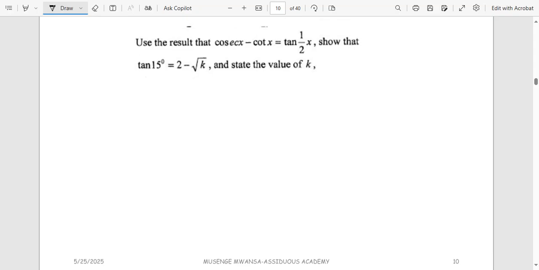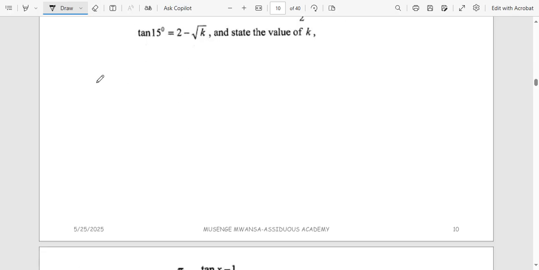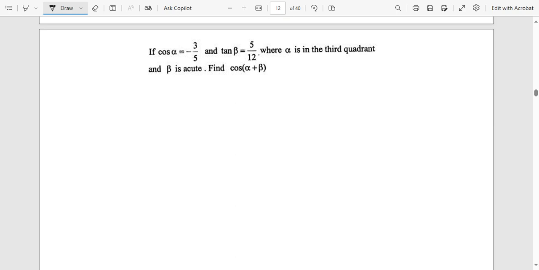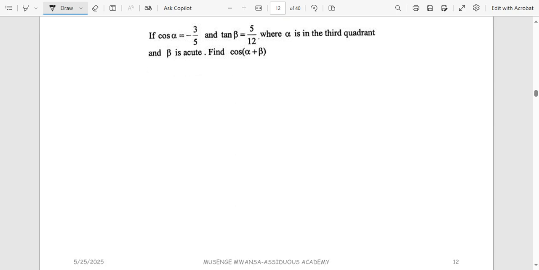So the next question is saying, use the result that cosec minus cot is tan 1 over 2. We'll discuss this one when we talk about identities. So if cos alpha is negative 3 over 5, tan beta is 5 over 12, where alpha is in the third quadrant and beta is acute. So let's again show this one.